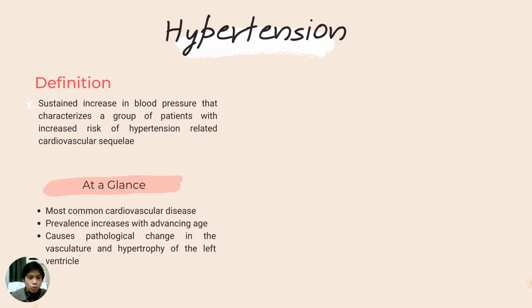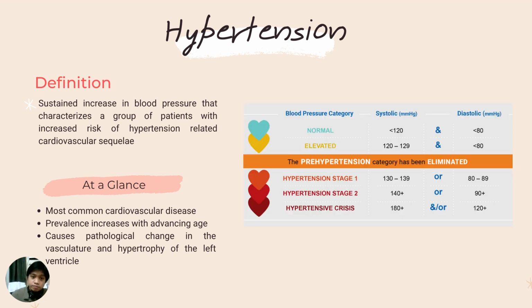Okay, so at a glance, hypertension is the most common cardiovascular disease. And not only that, hindi lang siya disease, but it is also a risk factor to developing a lot of other cardiovascular diseases. Hypertension, the prevalence, ibig sabihin yung dami ng meron nito ay dumadami habang tumataas ang edad with advancing age. And hypertension causes pathological change in the vasculature, in the blood vessels, and it causes pathological change in the left ventricle in the form of hypertrophy.